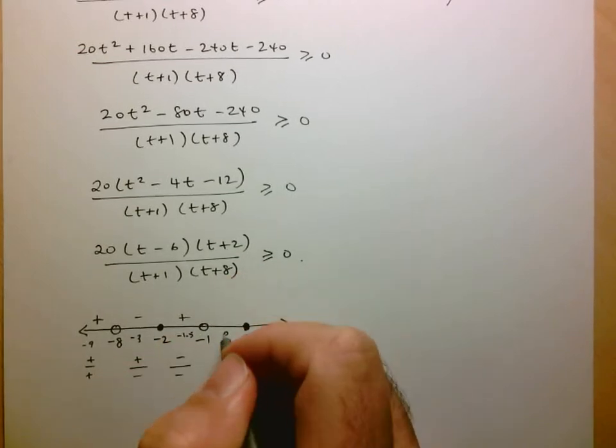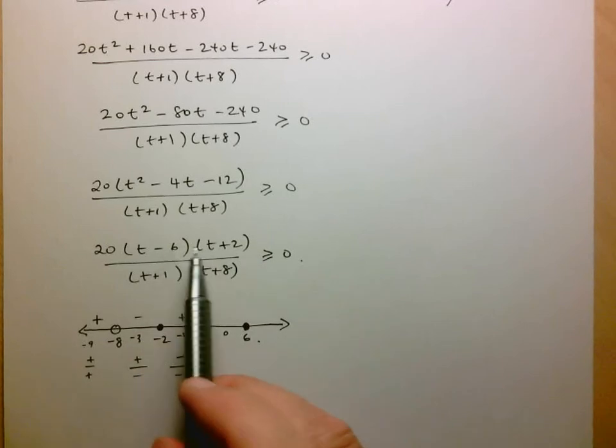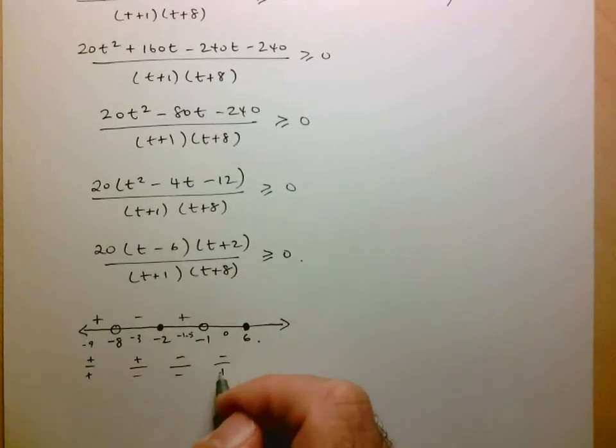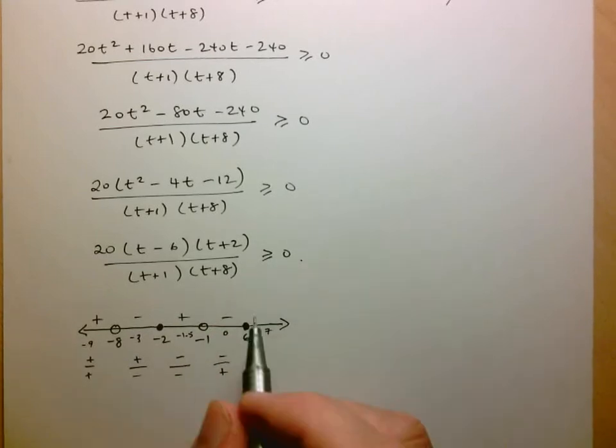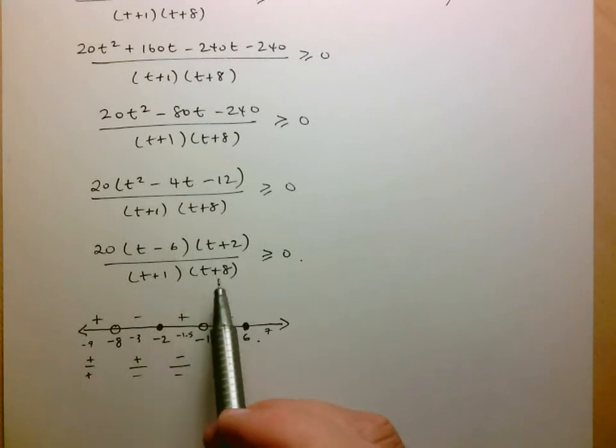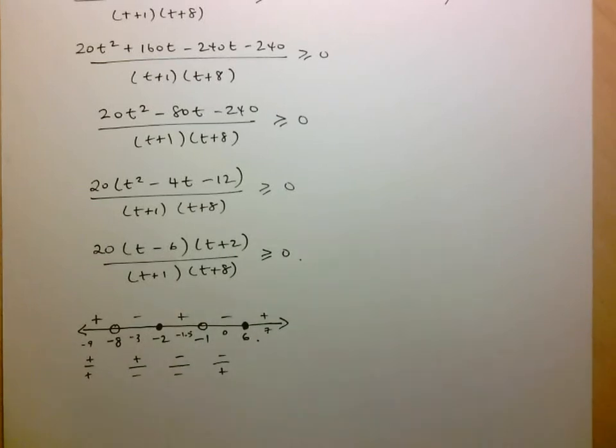Here, let's stick in 0. So negative positive, and here positive positive, so altogether negative. And then here let's take a 7. Here we realize that we've got positive, positive, positive, positive. And so now I can read my answer straight from this number line.